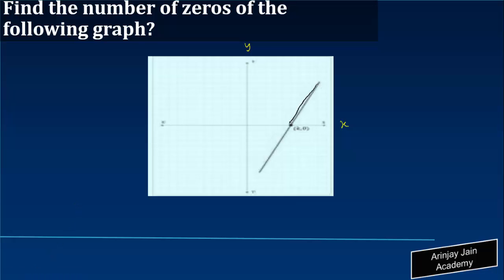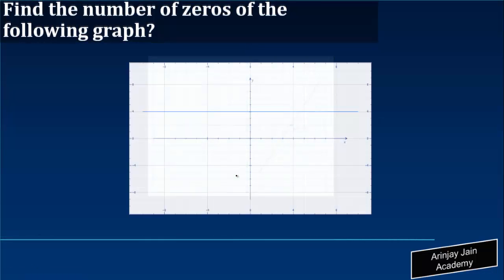So when I look at this graph which has been drawn, it intersects the x-axis at one point, only one point, right? Therefore, what we can say is that the number of zeros in this particular graph is going to be equal to 1.